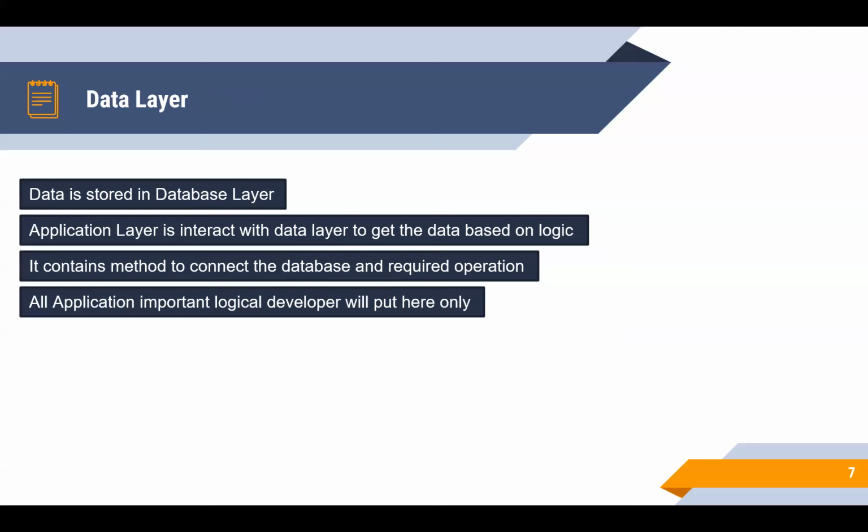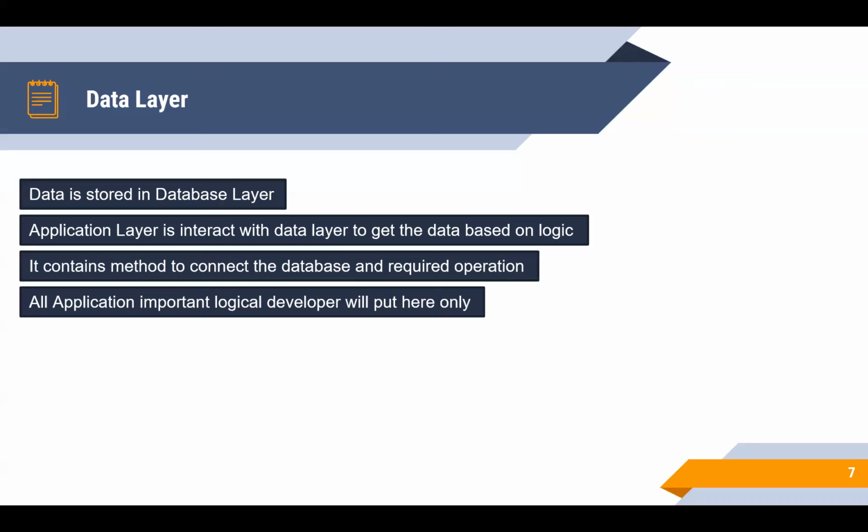The application layer interacts with the data layer to get the database data based on the logic, as I already explained. The application interacts with the data layer and gets the information, then sends it to the presentation layer. Because of that, the application layer is called the middleware, the logical layer, and the business layer.